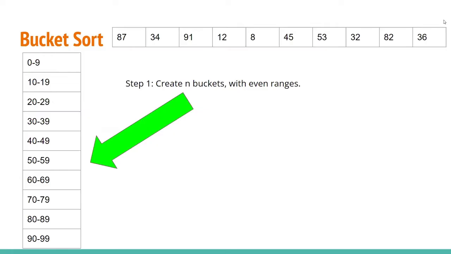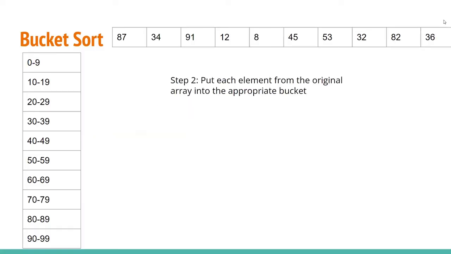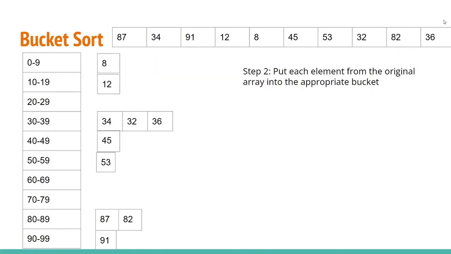So let's go ahead and try sorting this example that we have here. So first we create n buckets with an even range, and then our second step is to put each element from our original array into the appropriate bucket. So, as you can see, our first value, 87, will go into the 80 to 89 bucket. Our second value, 34, will go into the 30 to 39, and so on until all of the values from the original array are put into one of the buckets.